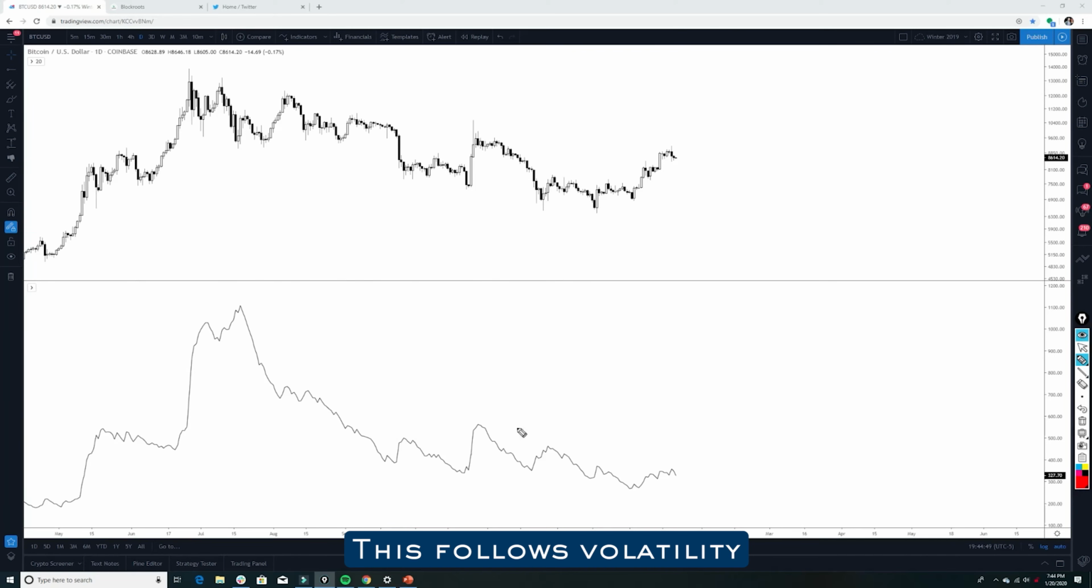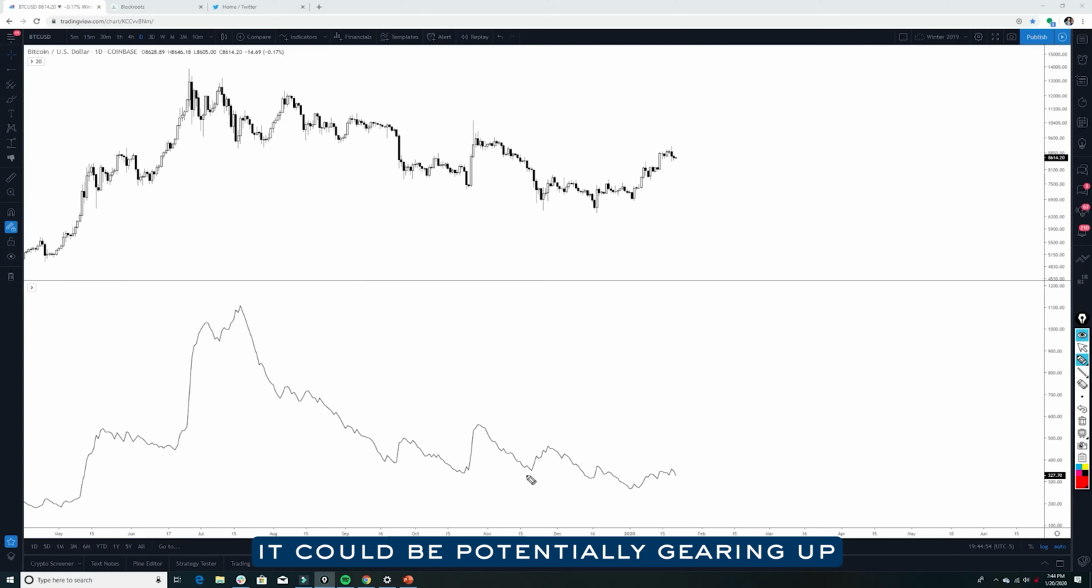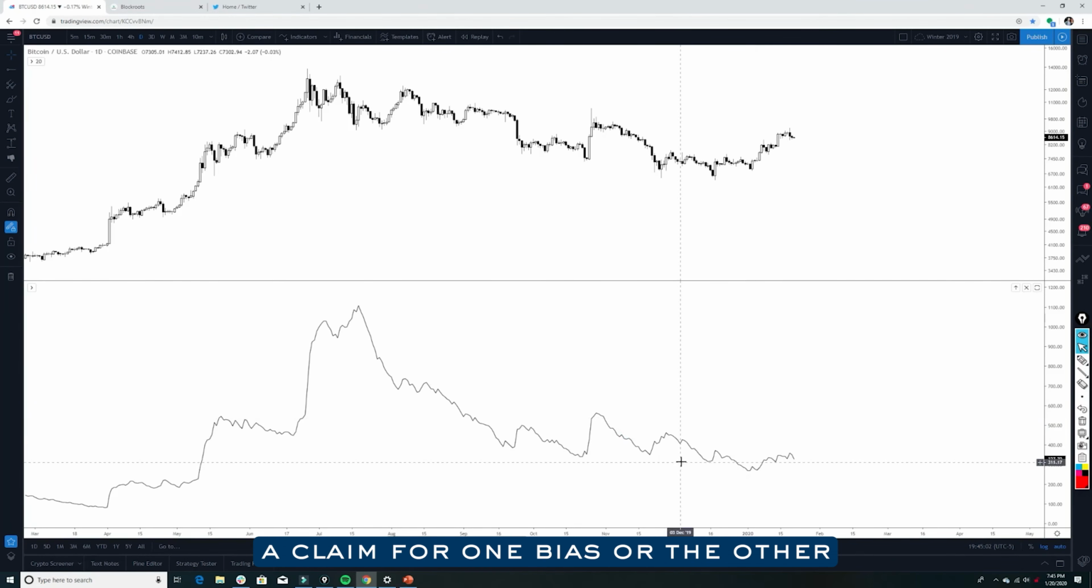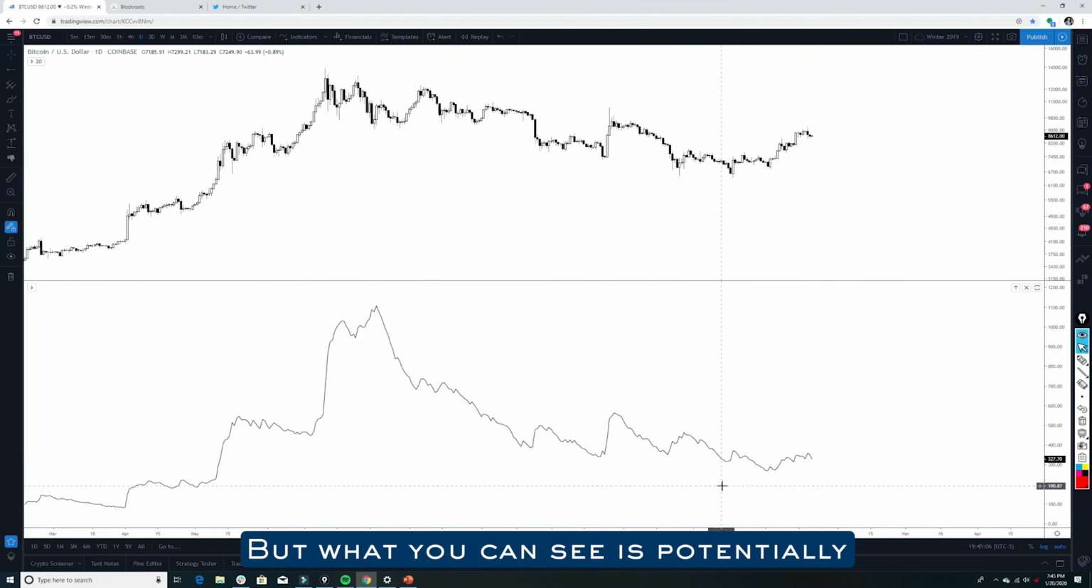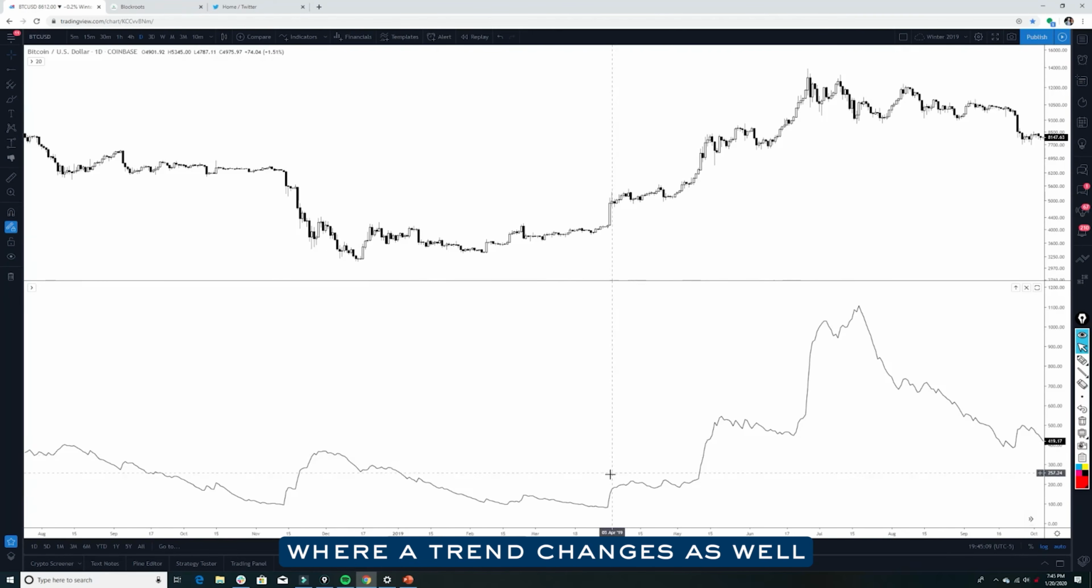the point is this follows volatility. So when it's really low, it could be potentially gearing up for again an expansion in either direction, and hopefully we'll have some other tools that we can use to substantiate a claim for one bias or the other, whether it's for the long side or the short side. But what you can see is potentially where a trend changes as well.